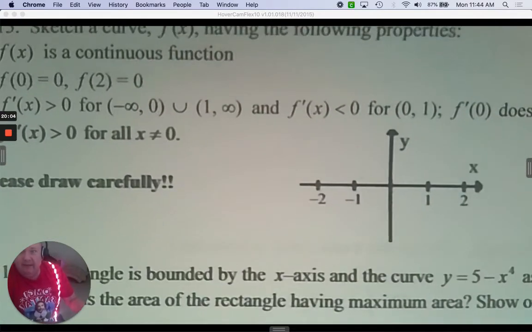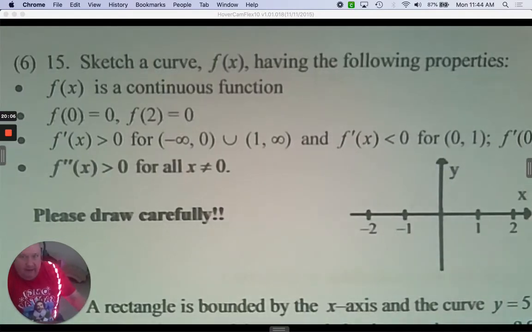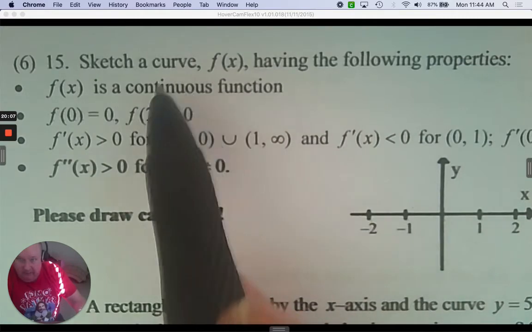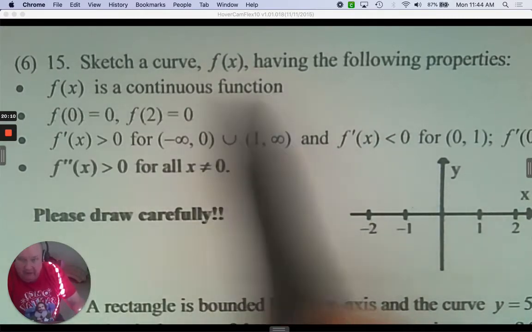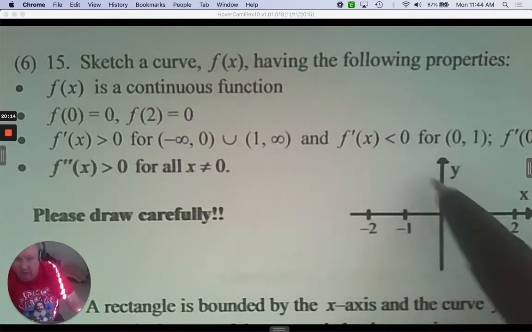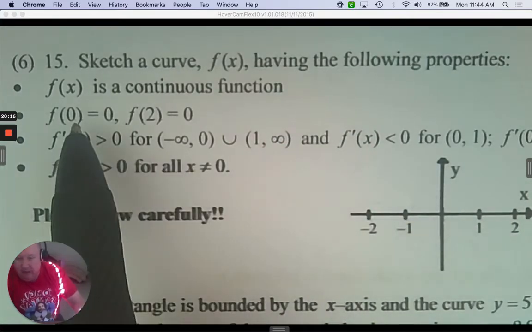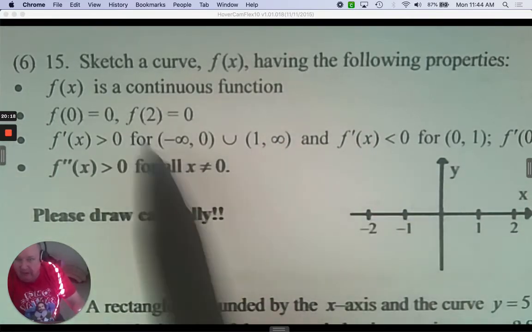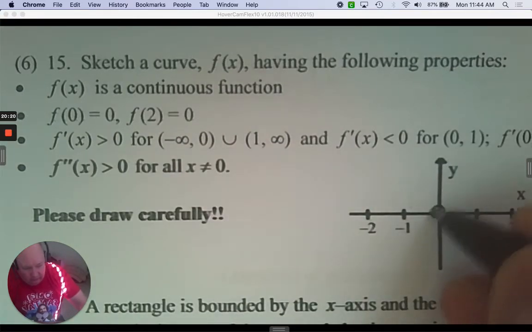Number 15. In number 15, you're asked to sketch a curve given this information. F of x is continuous, so there's no breaks, no jumps. When I draw it, it's one piece. Don't lift up your pen. We're given 2 points on this graph, (0, 0) and (2, 0). So I'm going to start there.